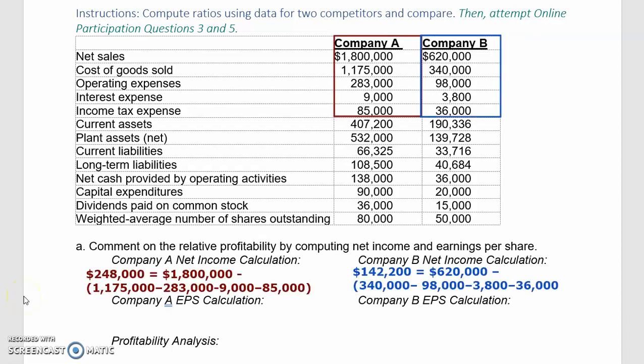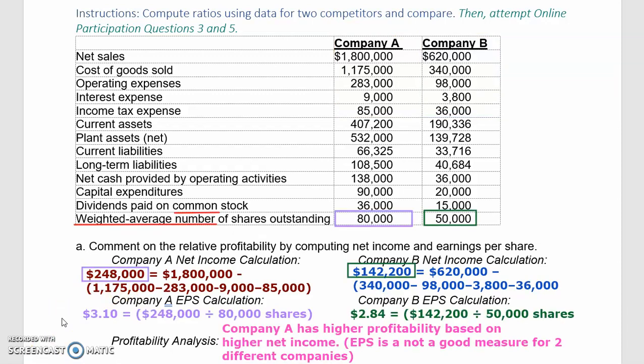We compute our net income by taking the net sales minus the expenses for each of these companies. And we see that Company A has net income of $248,000 versus Company B that has net income of $142,200. So Company A is more profitable than Company B based on the measurement of net income.